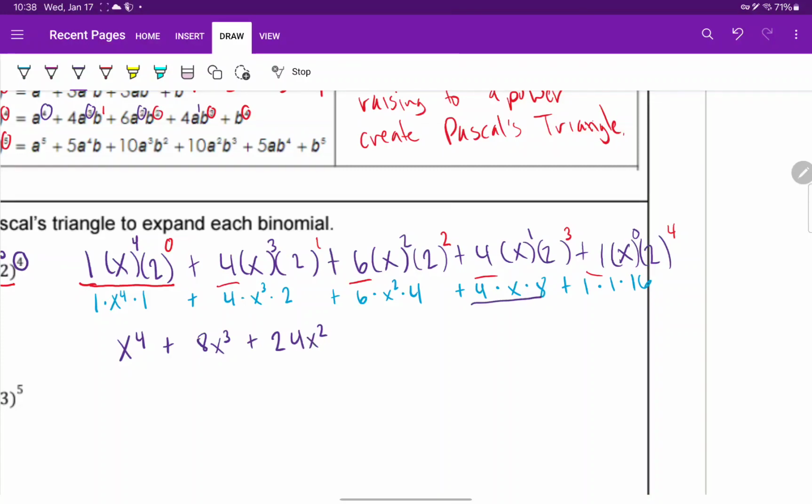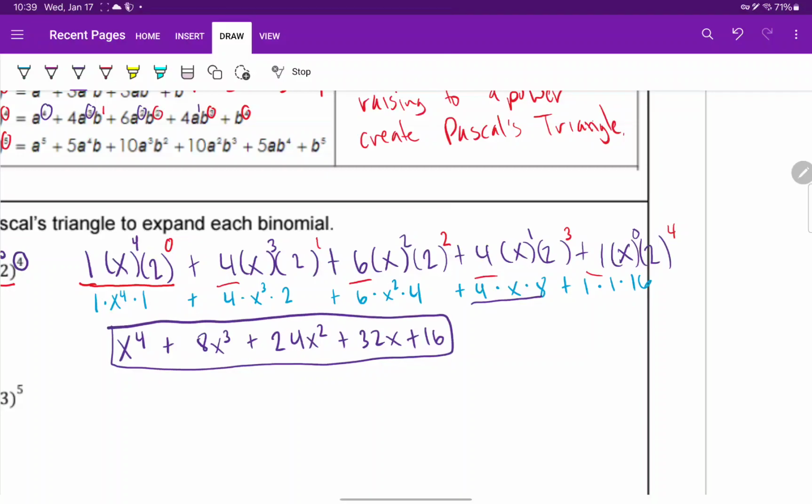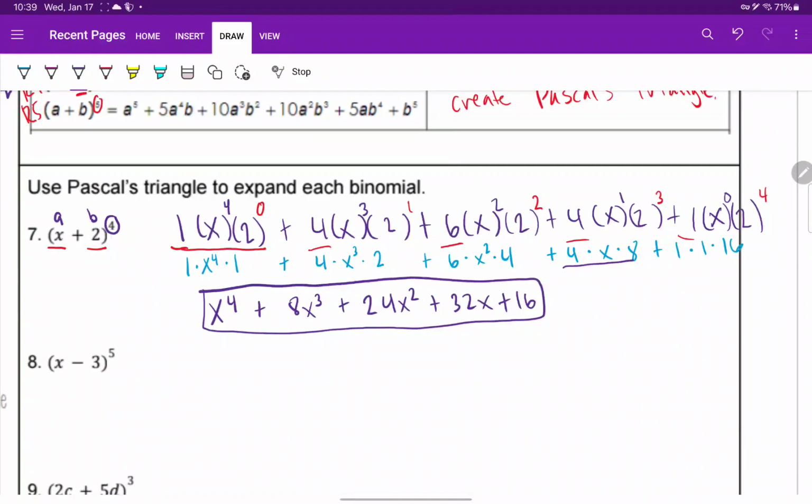Right now I'm right here. 4 times x is 4x. 4x times 8 is 32x. And then we have 1 times 16 is a positive 16. So that gives us x to the 4th plus 8x cubed plus 24x squared plus 32x plus 16 as our expanded binomial raised to the 4th power using our binomial of x plus 2.